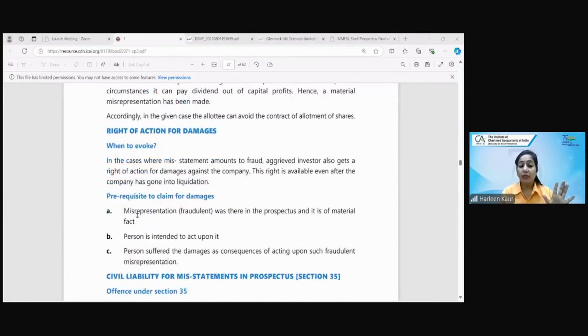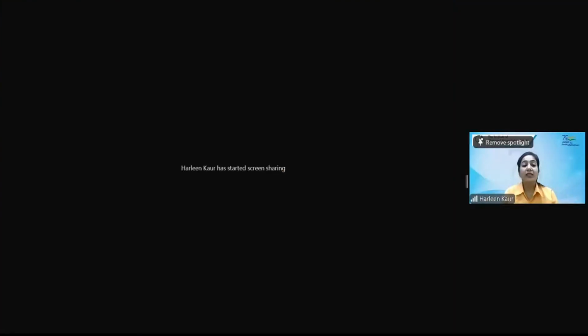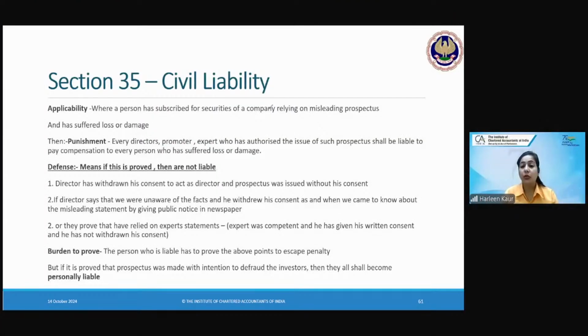So what are the rights to damages? Fraudulent misrepresentation: the person should have acted upon it and suffered damage. Now, when does Section 35 come into the picture? First read my notes from the presentation. Section 35 says a person has subscribed to the securities relying on the misleading prospectus, and the person should have suffered a loss or damage. Then what is the punishment? Every director, promoter or expert who has authorized the issue of the prospectus shall pay compensation to every person who has suffered a loss or damage. What happens?